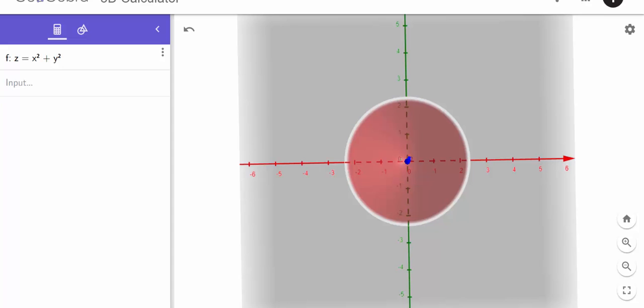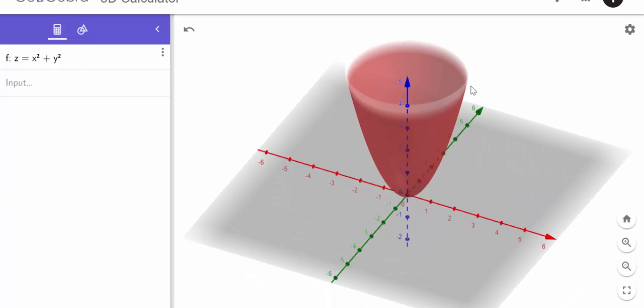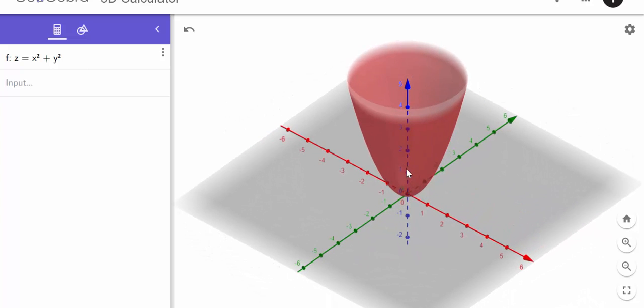Here is what it looks like from above. So we're looking down at this surface. The red axis is the X, the green is the Y. Now let me spin this around a little bit so we can see the whole thing. There it is. You can see this thing is formed by a bunch of these circles being stacked up.